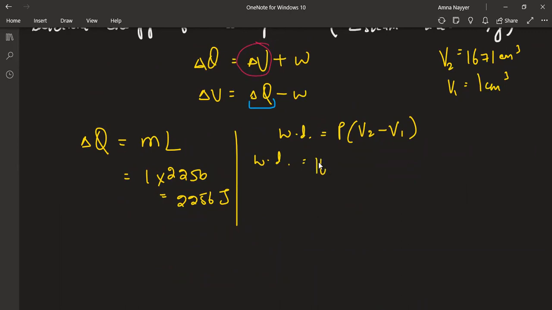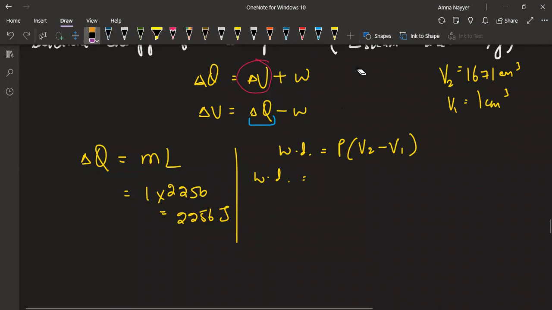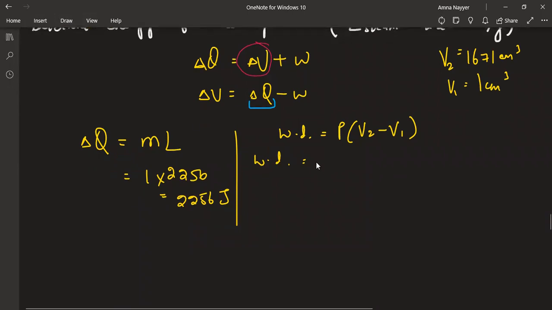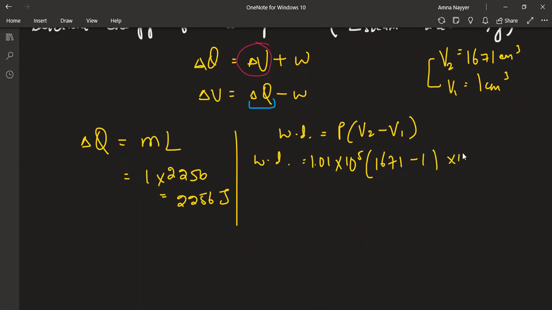So pressure, we'll take atmospheric pressure 10 to the power 5, or let me take it fully properly, 1.01 into 10 to the power 5. 1.01 into 10 to the power 5 is the pressure. Now change in volume: 1671 minus 1 into 10 to the power minus 6, this much whole meter cube, because I've converted into meter cube. So this will become 1670 into 10 to the power minus 1, or simply 167 joules.